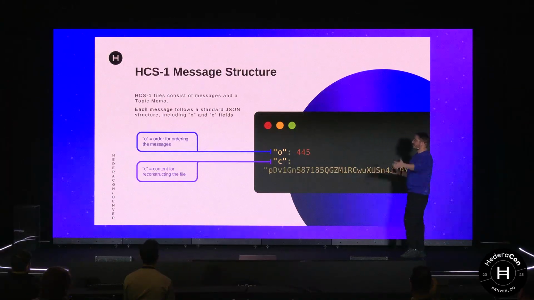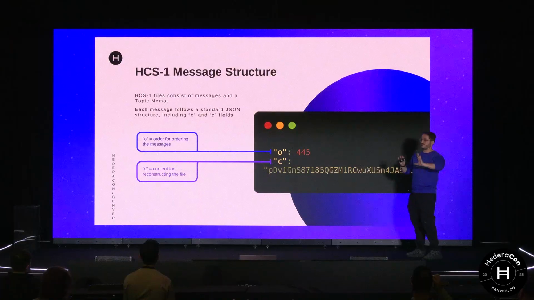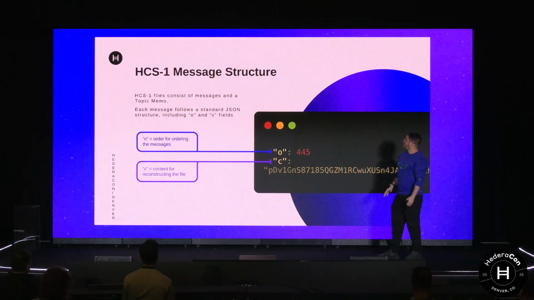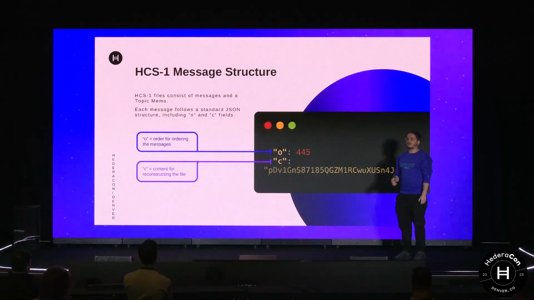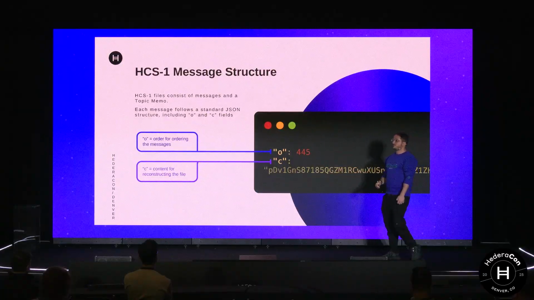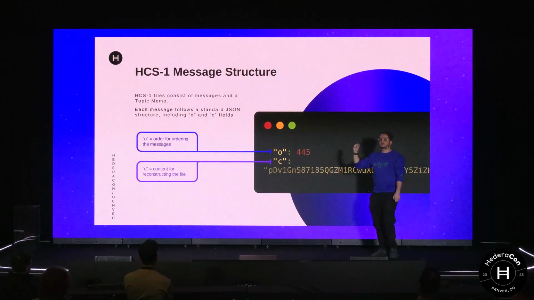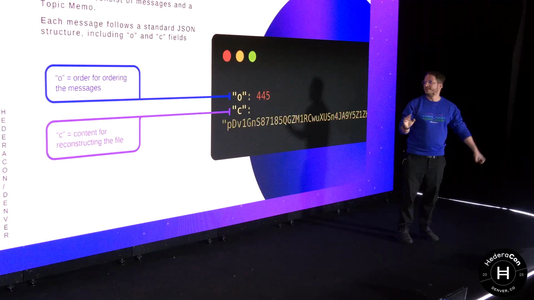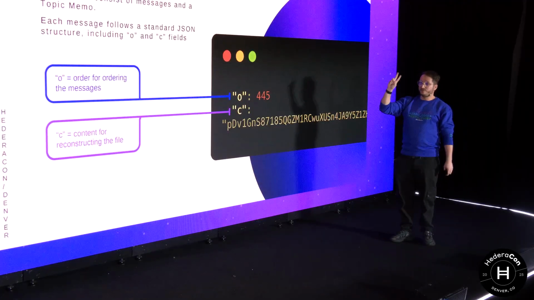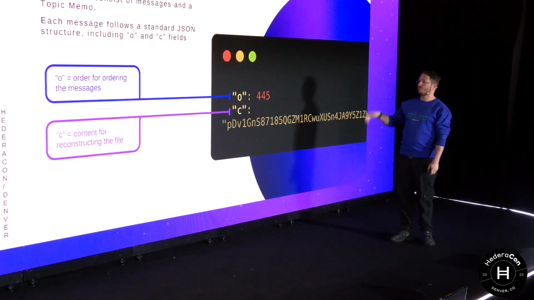Jumping ahead, this part is a little bit technical, but I'll try to dumb it down a little bit. This is the structure of an HCS1 file. If you wanted to manually create a file and put it on Hedera through the HCS1 standard, it essentially is quite similar to a JSON API, if you want to call it that. Every single message that's put onto an HCS1 topic ID, it's just JSON. That's what it is. And we've got these two fields on it. It's extensible for future augmentation.